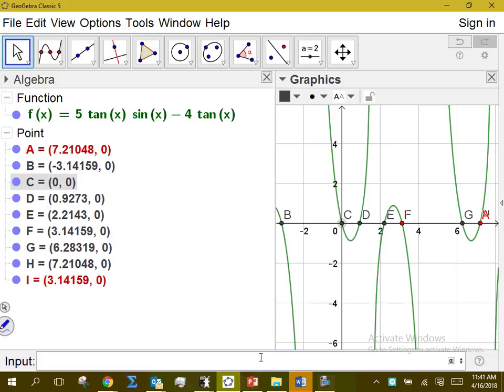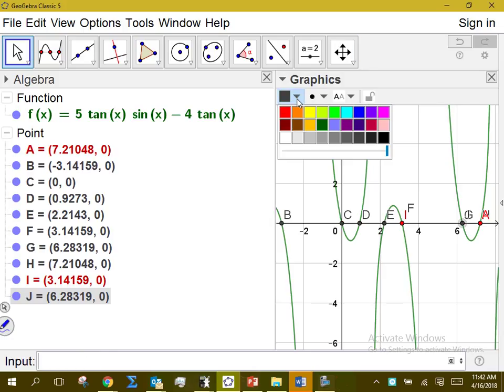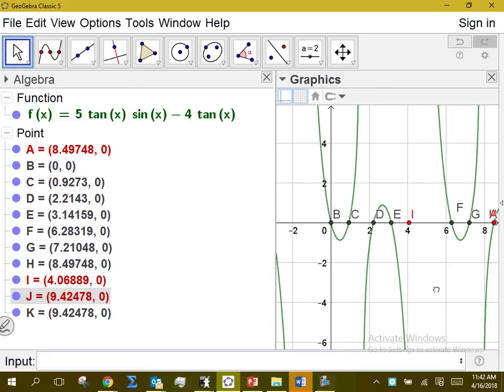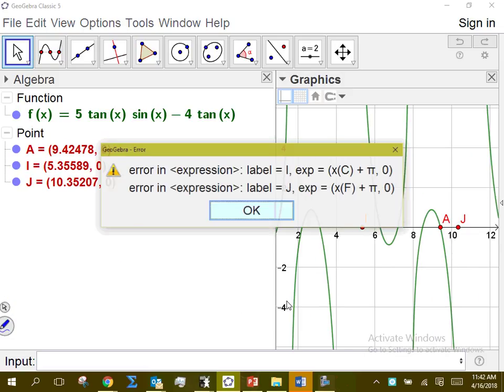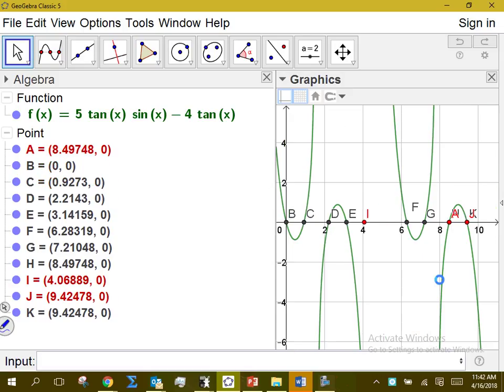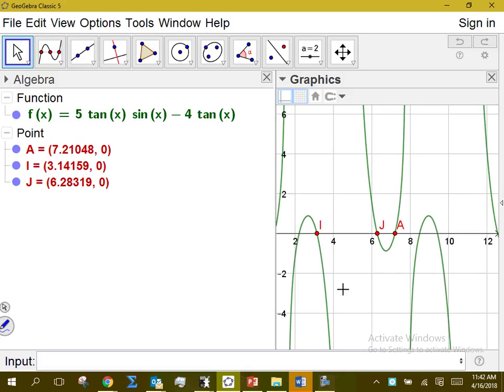We should be able to take E. That came from the sine function. Add 2 pi to that, and it should give me some solution over there. And then I should be able to take F, which is the 3.14. So F came from the pi solution. I take the x value of F and add to it pi. Let's make that red. We see that it goes to J, which is also on the curve.